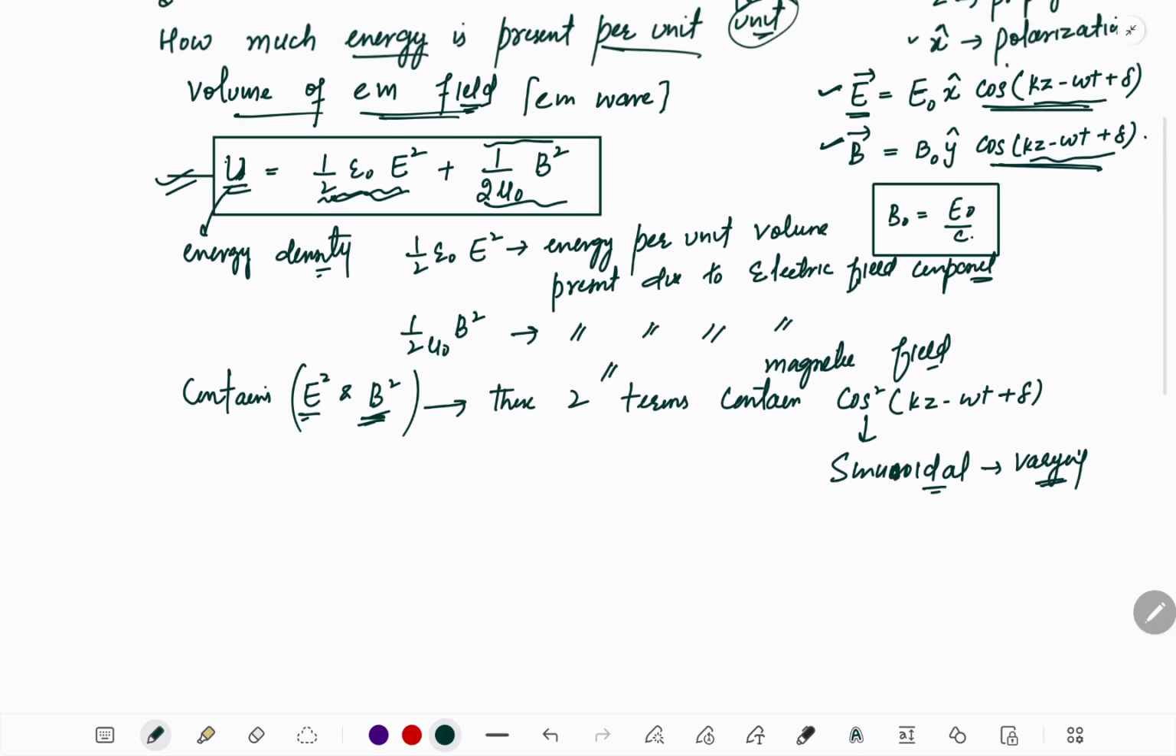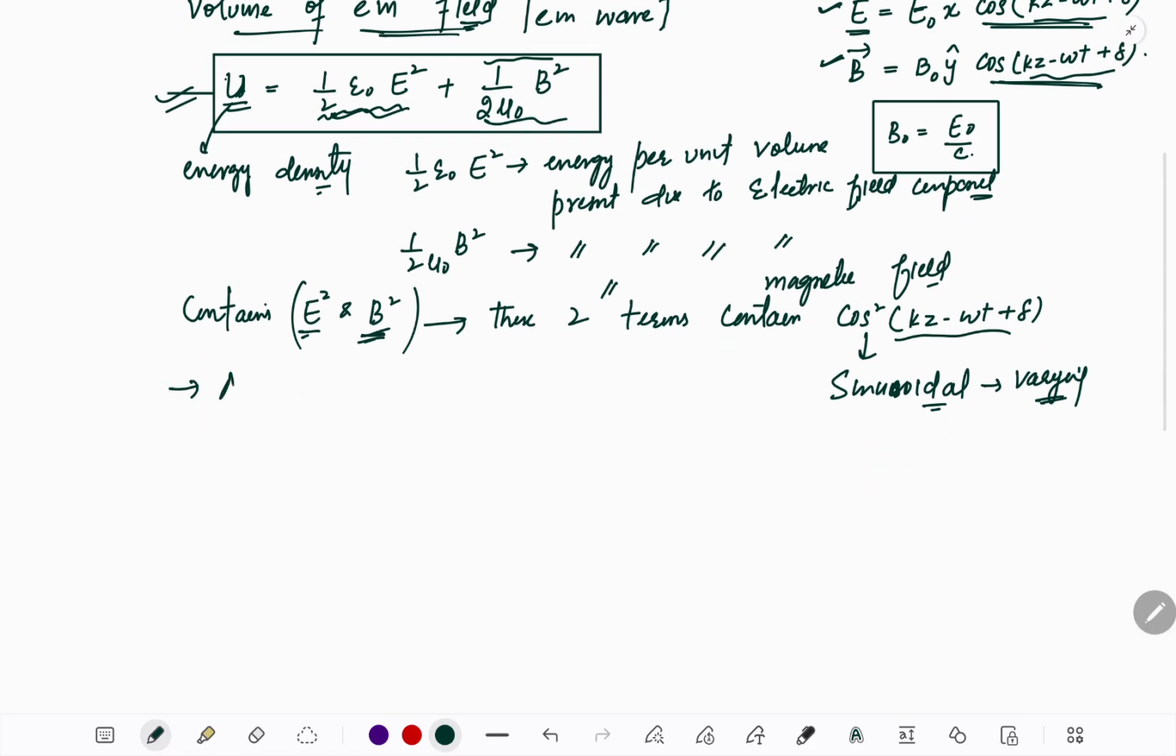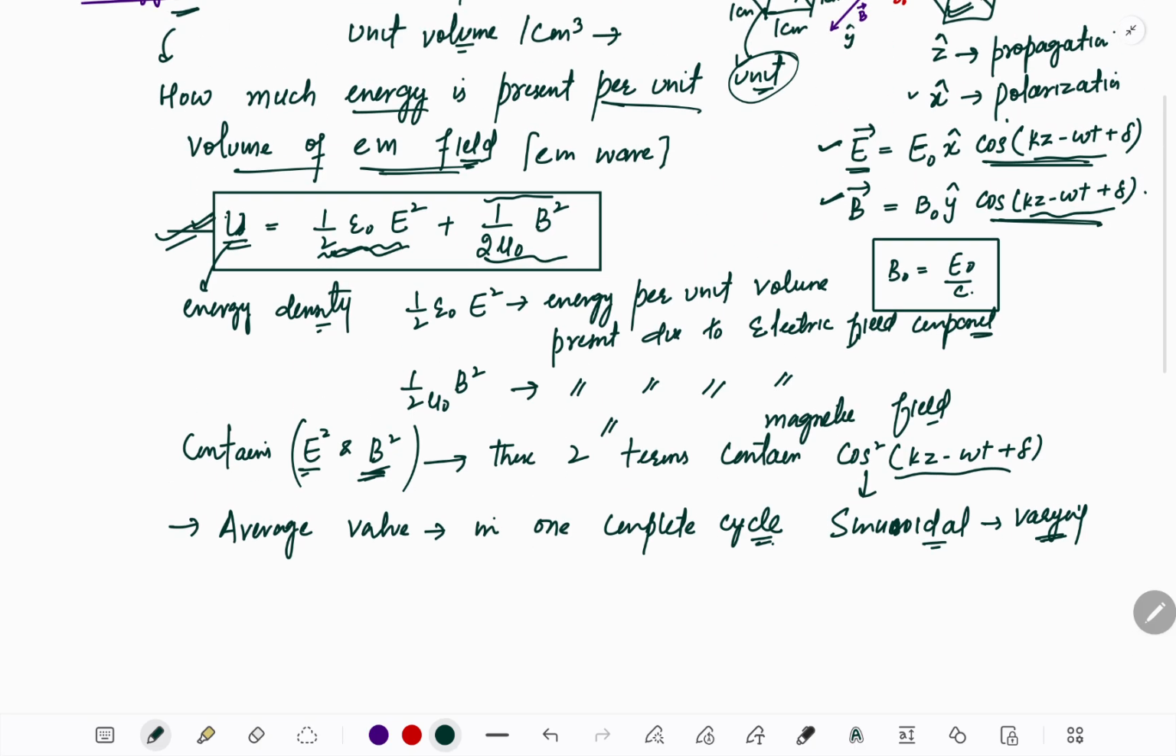Whenever there is some sinusoidal term, we have to take the average value in one complete cycle. So what is the average value of energy density in unit volume? I hope you understand now why we take the average: E square contains a cos term and B square contains a cos term, which is sinusoidal in nature.